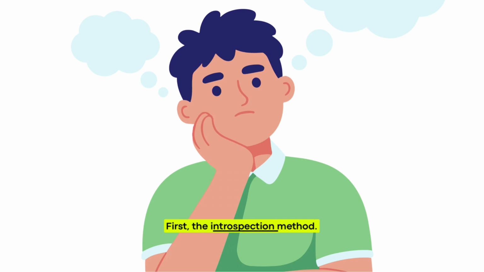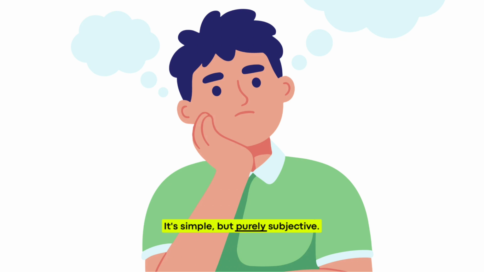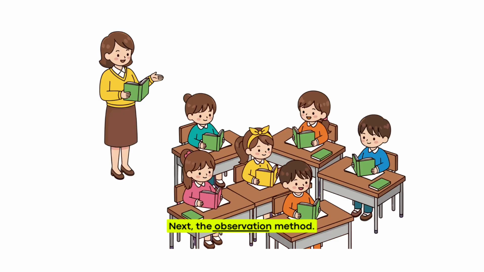First, the introspection method. Here, a person looks inward and reports their own thoughts and feelings. It's simple, but purely subjective. Next, the observation method. Psychologists watch behavior directly in real classroom settings, noting exactly what students do.